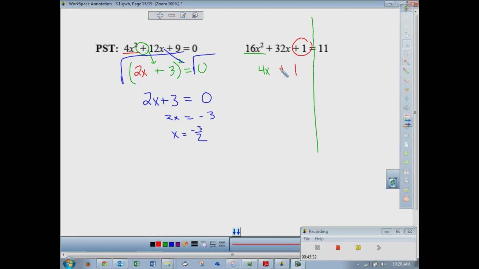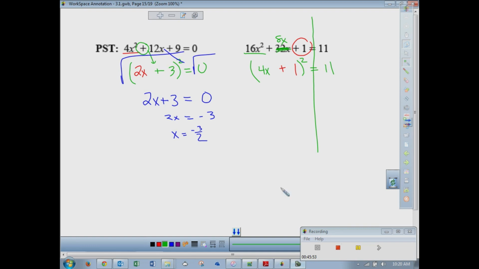Wait a minute, this isn't a perfect square trinomial. Well, let's change it to be a perfect square trinomial. Let's call that 8x right there. My bad, I made a typing mistake. Let's call that 8x instead of 32x. Y'all cool with that? Is the middle term twice the product of the square roots? Now it is. And it's still equal to 11. Awesome? Still equal to 11.